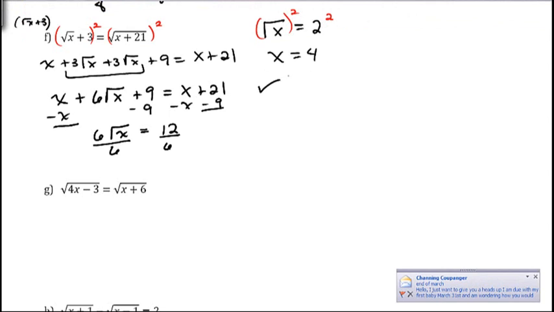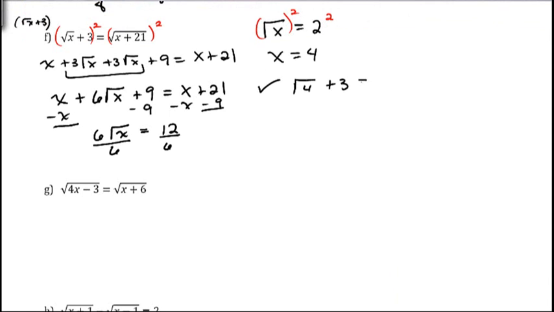So now I'm going to go ahead and check to make sure that that solution works. Square root of 4 plus 3. Is this really equal to the square root of 4 plus 21? So this is 2 plus 3, which is 5. And here we have the square root of 25, which is also 5. And so that solution works.